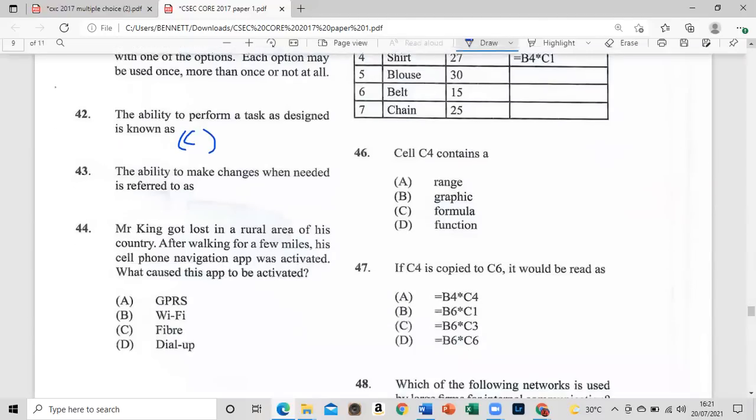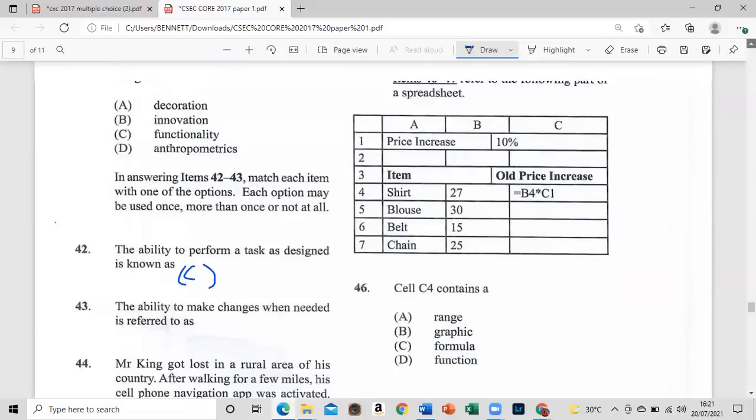All right, we're not gonna go too far because 43 refers to the same answers, the same options, all right? So 43 now, the ability to make changes when needed is referred to as, is it decoration, innovation, functionality, or, and definitely innovation.